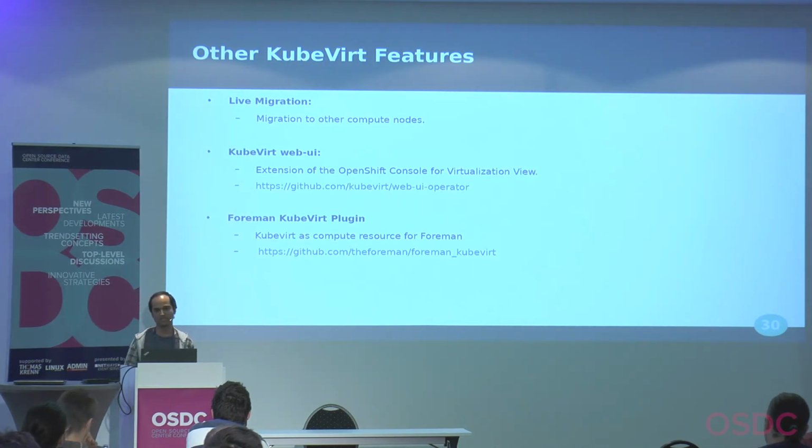This plugin is not part of the KubeVirt project, but it is part of the Foreman project. I thought I'd just mention it over here. What you could do is add KubeVirt as a compute resource in Foreman, and you could also launch virtual machines on KubeVirt from the Foreman side.